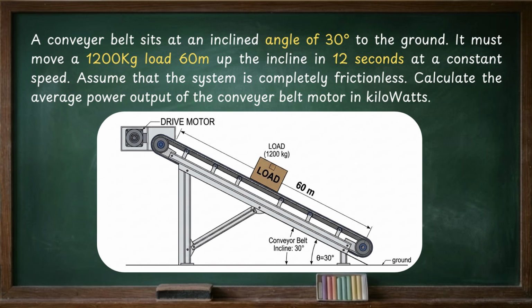Here is the clue. The conveyor belt is working against gravity. You have learned that gravitational force acts vertically downwards. Also, you have learned how to calculate power from work and time. Let me know your answer in the comment section.